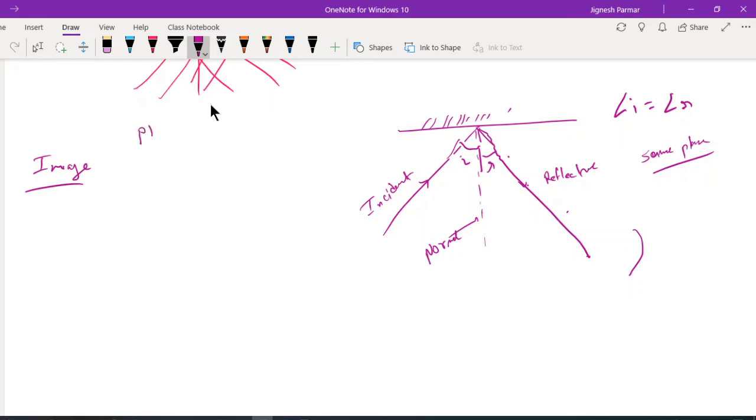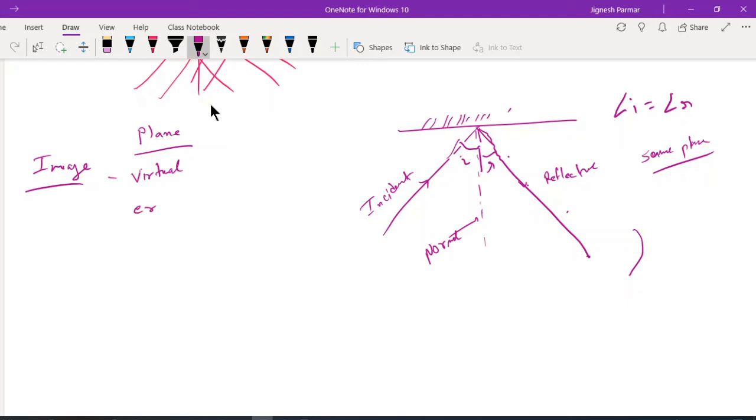When I look in a plane mirror, the plane mirror can give me an image which is always virtual. Virtual means which is not real. I am standing on this side, my image is on the other side, that is not real. That's why it is called virtual.